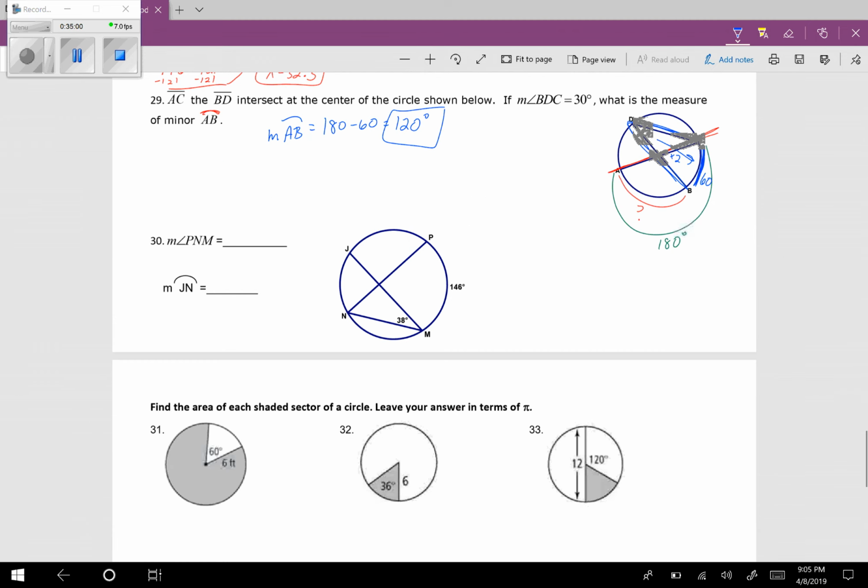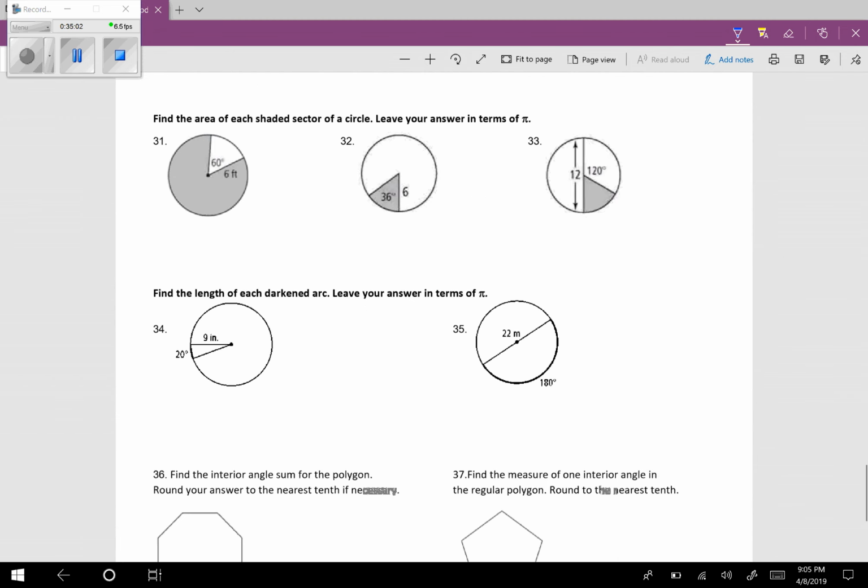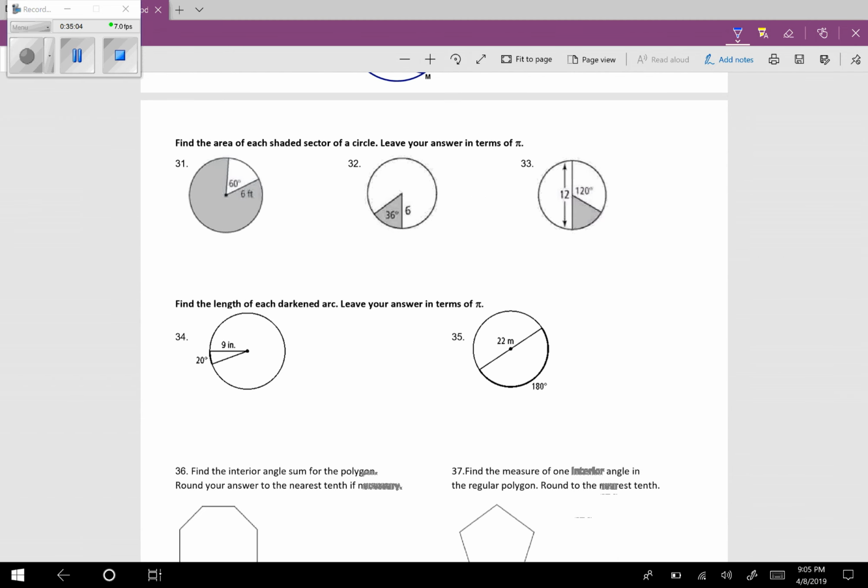Okay, last page. Here we go. I know this has been a little bit of a long video, but there's a lot of information on this test, like I said. Okay, find the area of each shaded sector of a circle. Leave your answer in terms of pi.